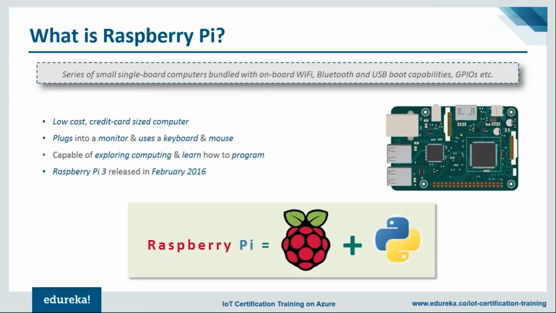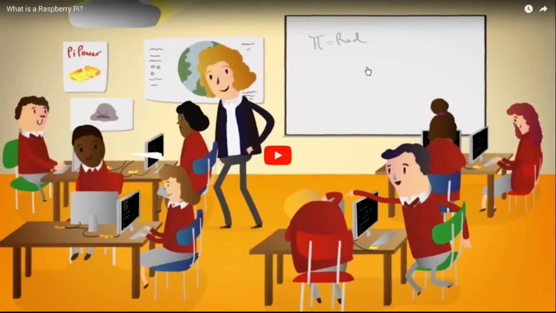The latest version of Raspberry Pi is Raspberry Pi 3, which was released in February 2016. Raspberry Pi is a combination of Raspberry, and Pi, which stands for the Python programming language. But before we move forward, let me show you a very simple video which Raspberry Pi has put out so that you can understand the ideology of the Raspberry Pi Foundation as well.